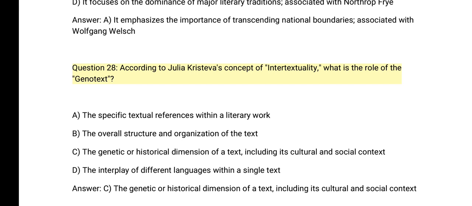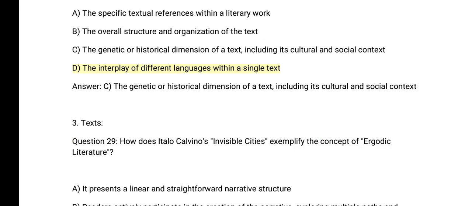Question 28. According to Julia Kristeva's concept of intertextuality, what is the role of the genotext? A. The specific textual references within a literary work. B. The overall structure and organization of the text. C. The genetic or historical dimension of a text, including its cultural and social context. D. The interplay of different languages within a single text. Answer. C. The genetic or historical dimension of a text, including its cultural and social context.